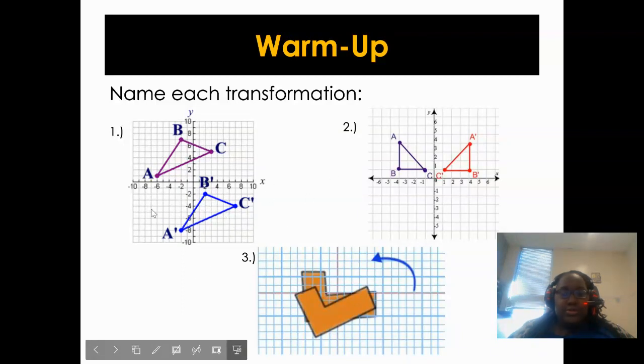So on one, two, and three, all you're doing is stating what type of transformation occurred. So it either is going to be translation, reflection, or rotation. And we'll get to dilations later.